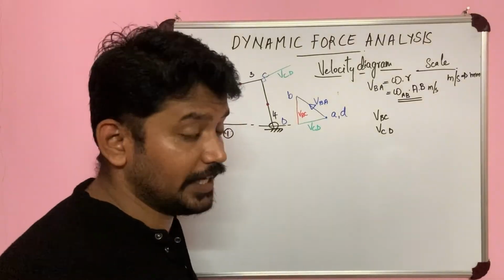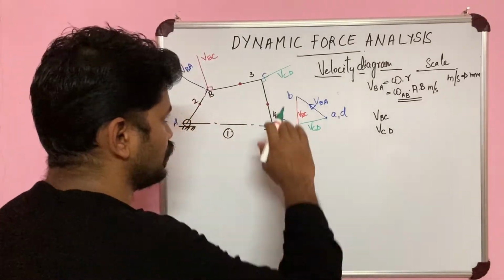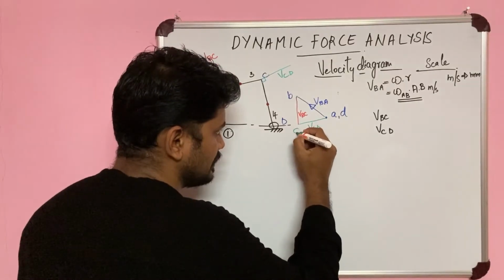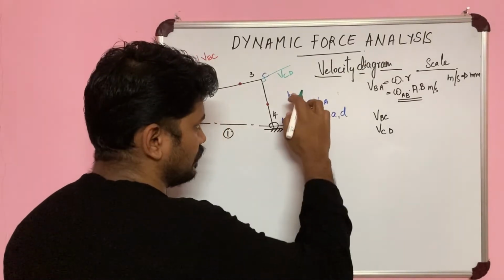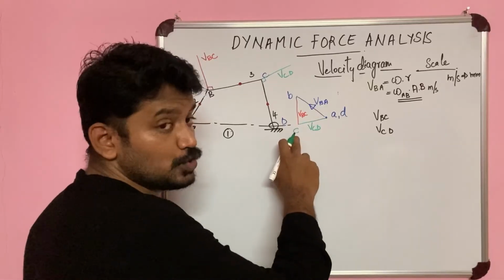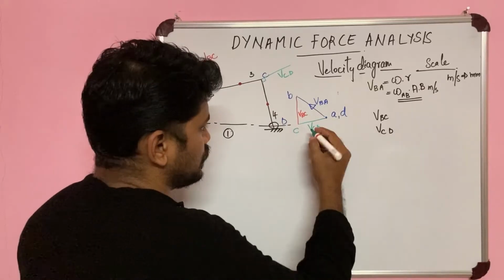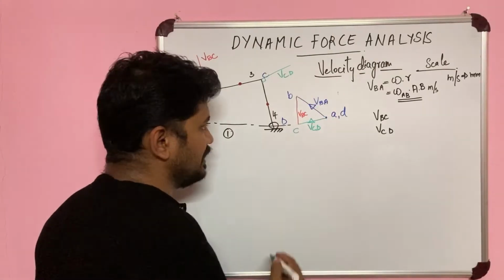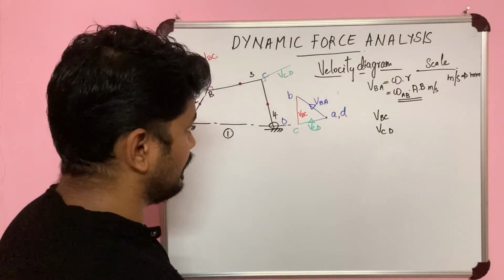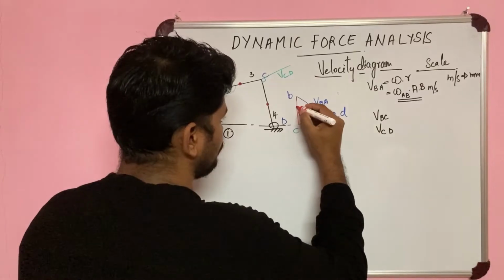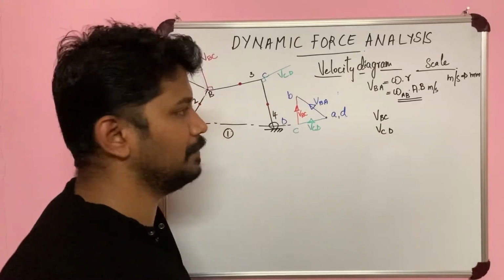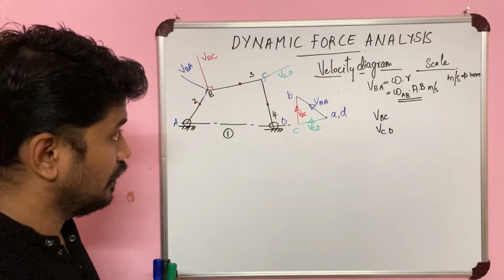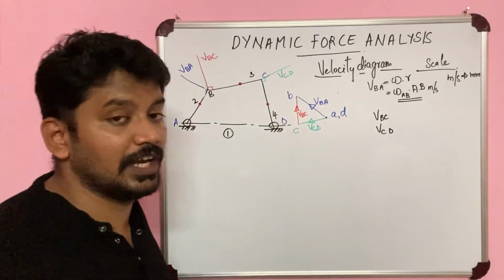Right, now we have to find out the direction. How to find out the direction? This is velocity of C with respect to D. So here, this point is C that we obtained just now. This is BC and CD together join here for C. So here this is VCD, so I'm marking it towards C. This is velocity of BC, so I'm marking it towards B. Okay, now this is your velocity diagram.